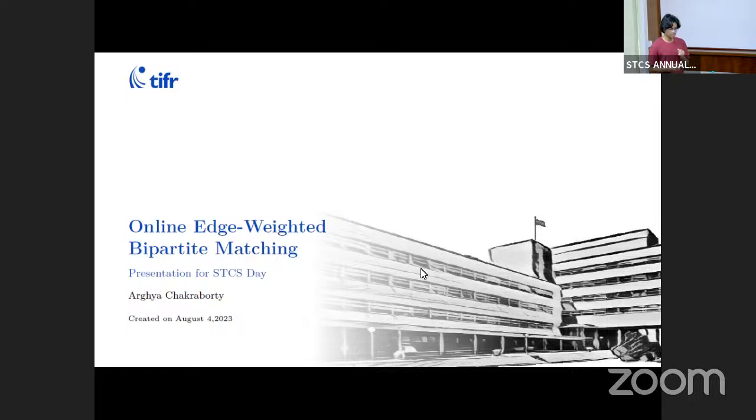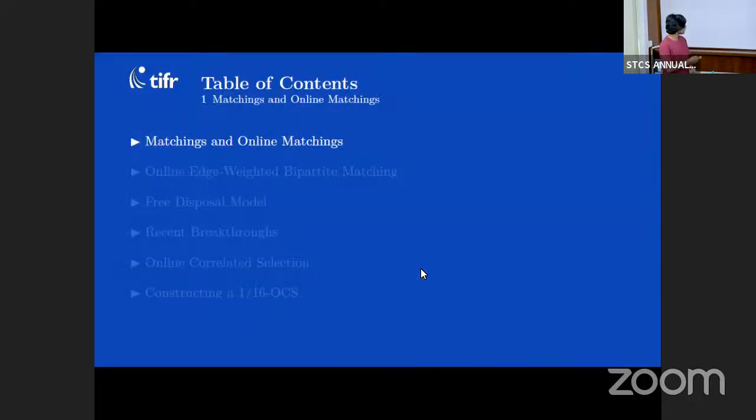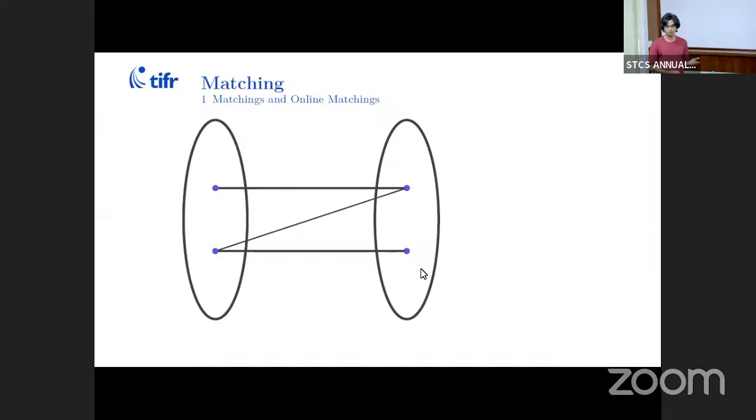First of all, notice that both the examples that I have mentioned have this bipartite nature: organ donors and patients, or online search queries and advertisements. So I'll first define what bipartite matching is. Imagine a bipartite graph with some edges, and a matching is basically a collection of these edges such that any vertex is incident on at most one such edge. The red edges here are the matching. Our goal throughout the talk is to find the maximum sized matching. So this is bipartite matching.